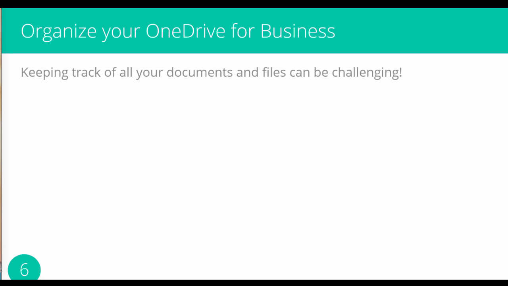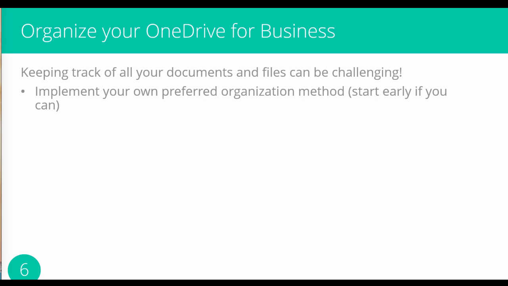All right, let's move on to our sixth method of using OneDrive for Business efficiently, and that's basic organization. This, like I said, seems like a basic tip, but it is something to keep in mind. So keeping track of all of your documents can, of course, be challenging. The first tip might seem obvious, but implement your own preferred organization method. And if you are one of those users who hasn't used OneDrive for Business very much yet, implement your own now. Start early if you can, whether it's creating folders by date or by topic or business area. I would recommend doing what works for you.